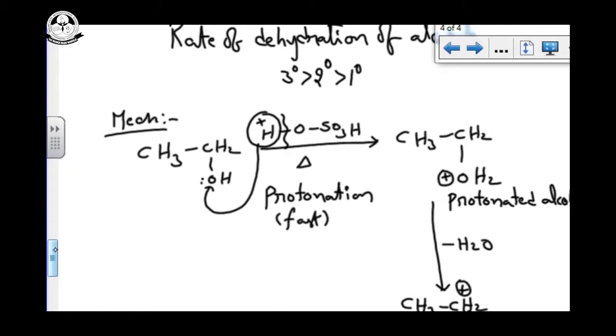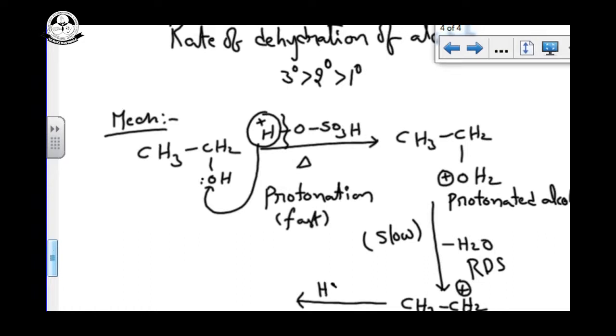Reaction intermediate. Why is it a reaction intermediate? Because this is the RDS. RDS means rate determining step, the slow step. The rate of reaction we calculate only at the slow step of the reaction. So in the rate determining step we are getting the carbocation. Carbocation is our reaction intermediate.